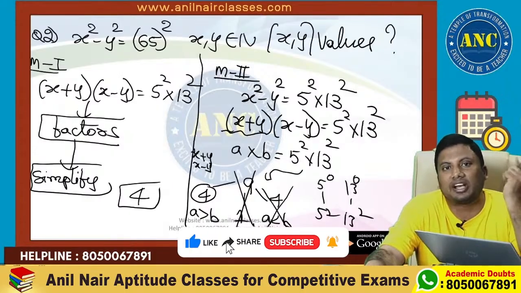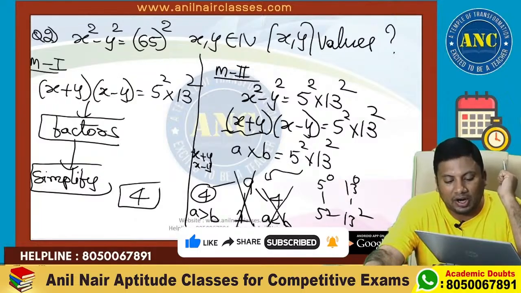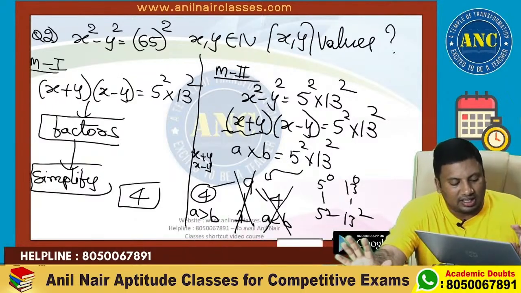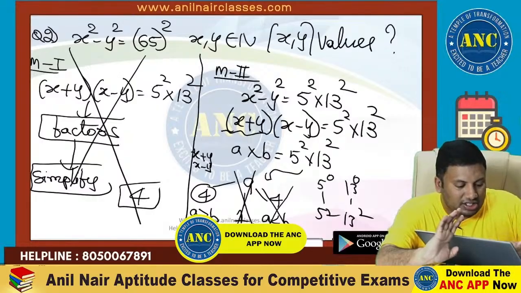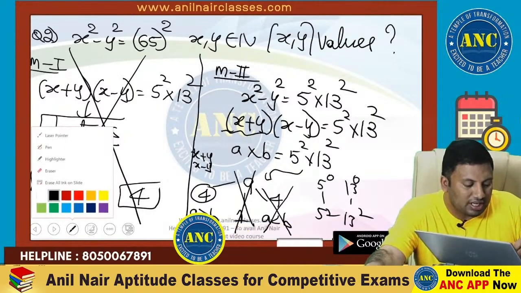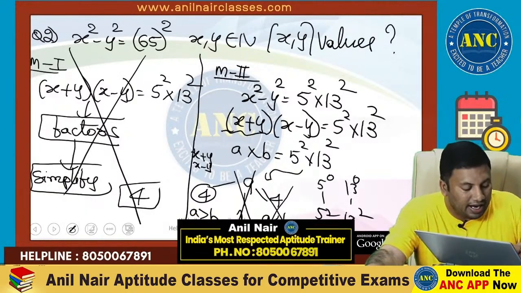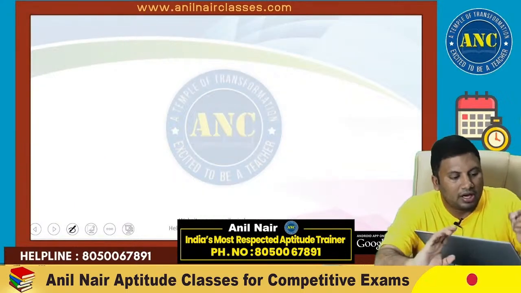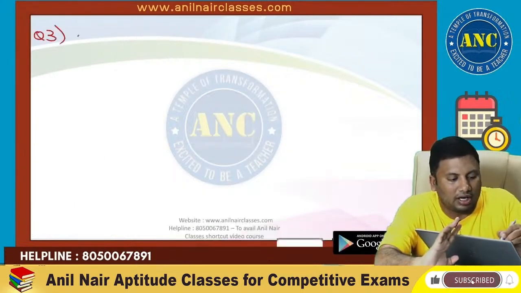If x plus y and x minus y are both equal, y will be 0. But y cannot be 0, so that is the reason this case is eliminated. This is the traditional outdated method. If you study like this, you will keep writing CAT and one day you will give up. Now let us solve the questions orally.